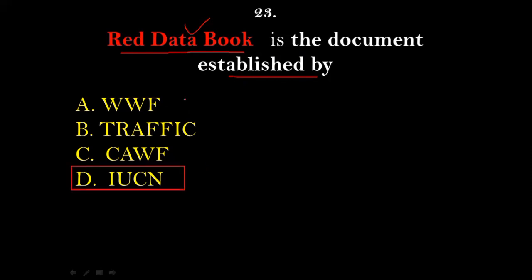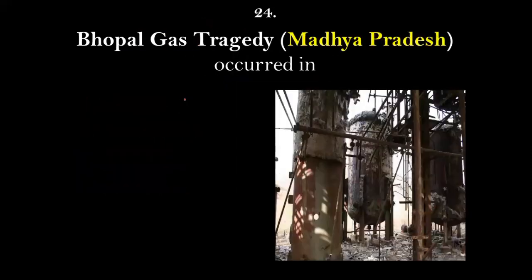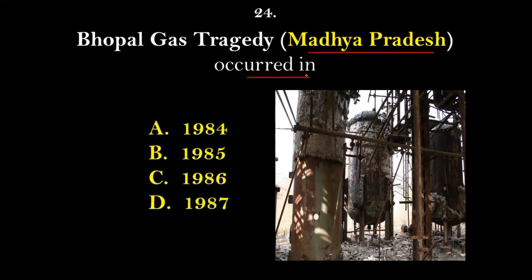This is very important. Every year the Red Data Book is published by the International Union for Conservation of Nature, that is IUCN. Next, question number 24. Bhopal gas tragedy, which took place in the state of Madhya Pradesh, occurred in which of the following years? 1984, 1985, 1986, or 1987? The right answer for this will be option number A, that is 1984.